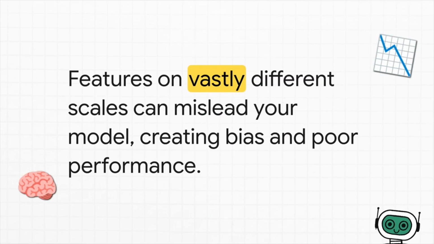A lot of algorithms, especially those that work with distances or gradients, are really sensitive to the scale of your features. The salary feature, with its huge numbers, can just completely overpower the age feature. It's not because salary is more important, it's just, well, it's louder. The model ends up listening to the scale, not the actual information, the signal.